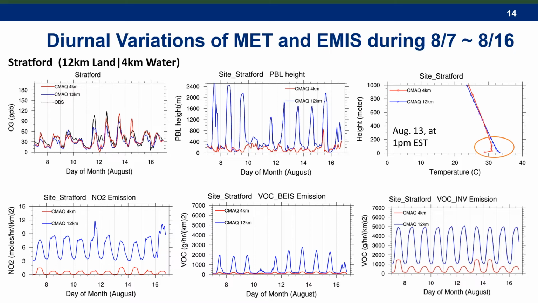With temperature inversion and low PBL height, we expected to see higher ozone values from 4 km CMAQ. However, ozone simulations from 4 km CMAQ are very similar to 12 km CMAQ for most of those days. The NO2 and VOC emissions at 4 km are much lower than those at the 12 km platform, which may explain the reason.